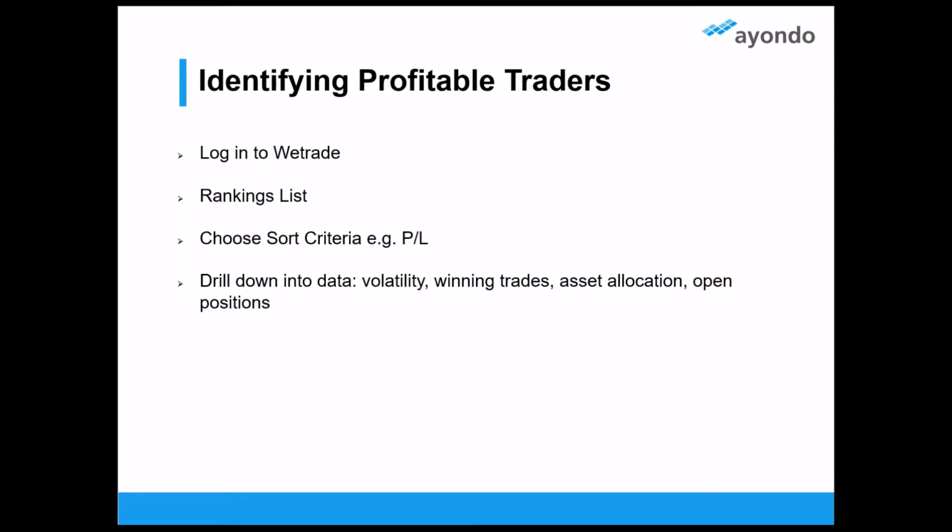So the first thing we're going to do, we're going to log into WeTrade. So WeTrade is Ayondo's sort of social trading platform. We'll look at the rankings list. That's like a league table of traders. We'll choose various sort criteria. The most profitable ones is the obvious one to search for, but it's not just all about that. Then we'll drill down into that data. So we'll look at how volatile their returns have been, the number of winning trades, where they've made their money, any open positions, all of that sort of thing.